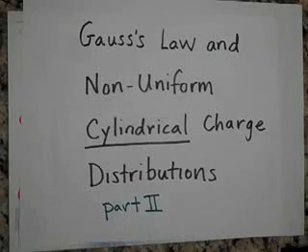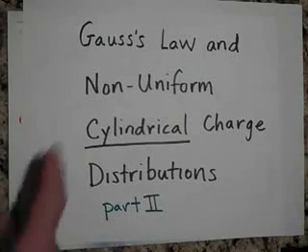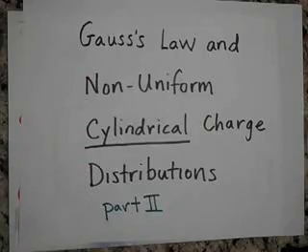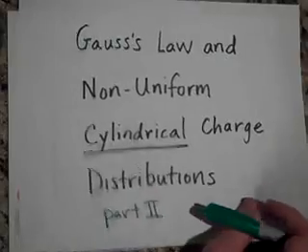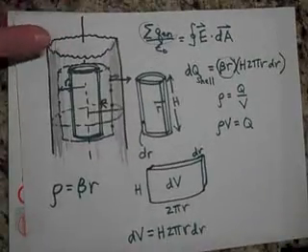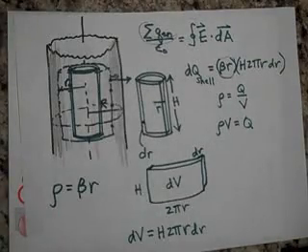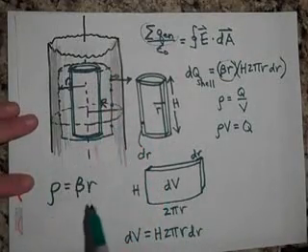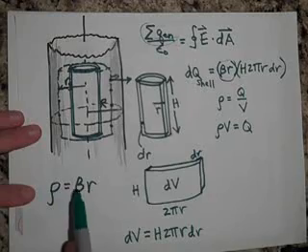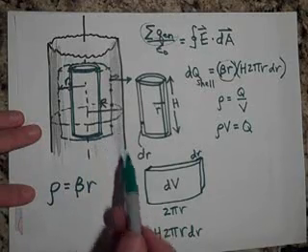Okay, this is the second part of non-uniform cylindrical charge distributions. I just needed a little more time to finish up this problem. So we were in the middle of this problem. Just to recap, we have a cylinder where the charge isn't uniformly distributed. As you go out, the charge density gets greater and greater.